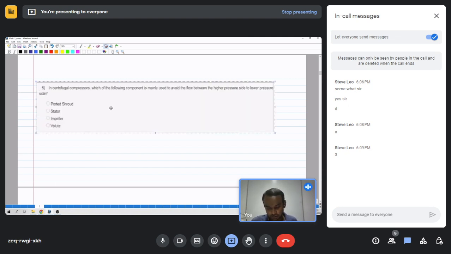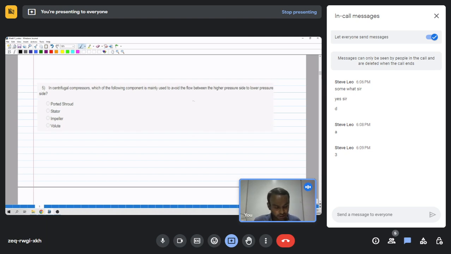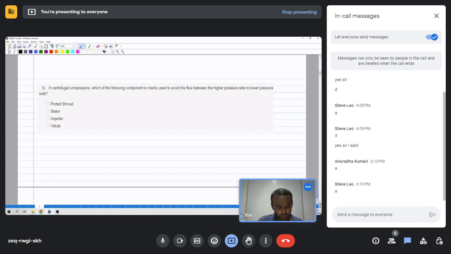Next question, in centrifugal compressors, which of the following components is mainly used to avoid the flow from the high pressure side to the low pressure side? Ported shroud, stator, impeller, or volute? So ported shroud is correct, because it will not allow the fluid to flow from the high pressure side to the low pressure side.